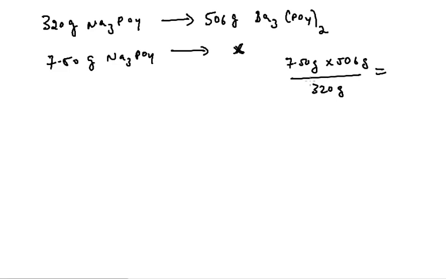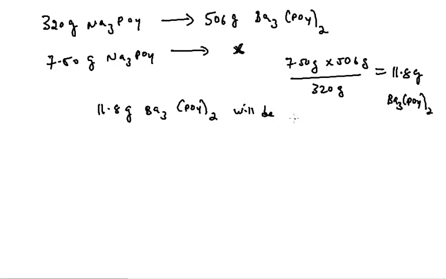So what do we get? 7.5 times 506 divided by 328, we get 11.8 grams of barium phosphate will be formed. So the final answer would be 11.8 grams of barium phosphate will be formed, will be produced, in other words.